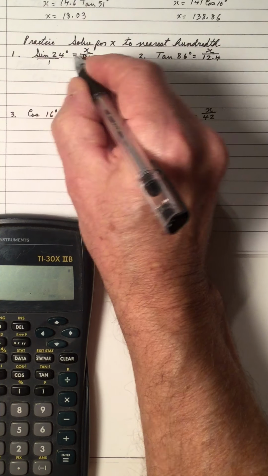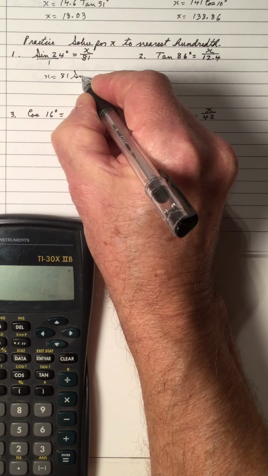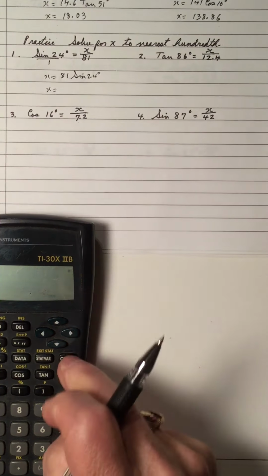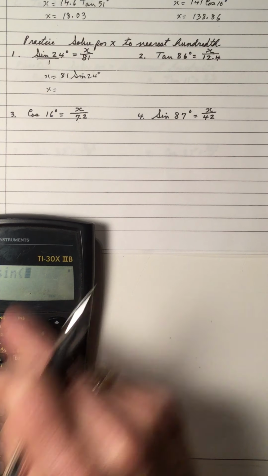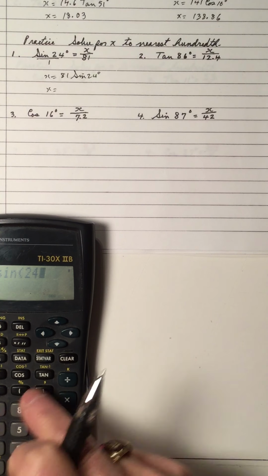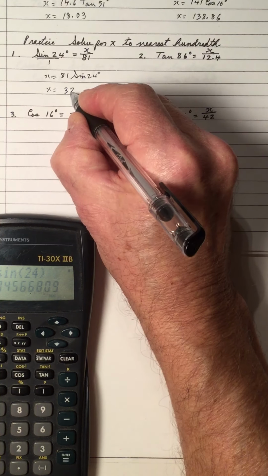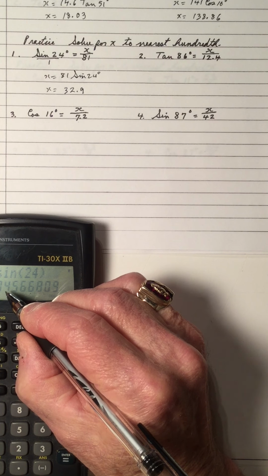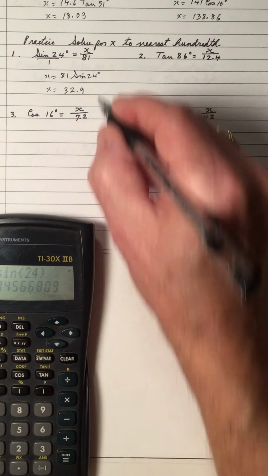Again, here we go. Put it over 1. 1 times x is x, and we get 81 sine 24. So we have 81 sine 24 degrees, and that gives us 32.94. The 4 is in the hundredths place, so this is less than 5, so it stays a 4.